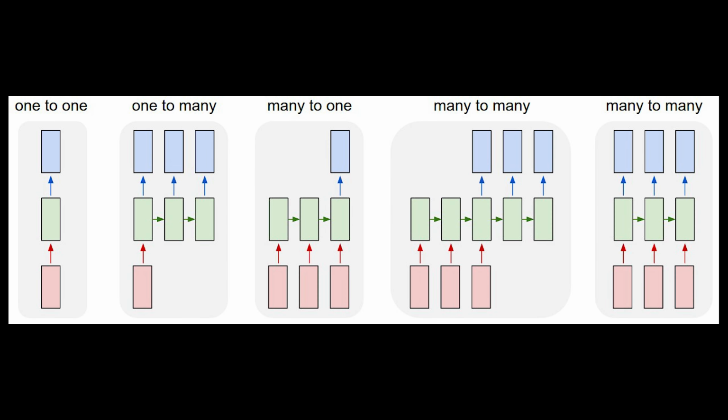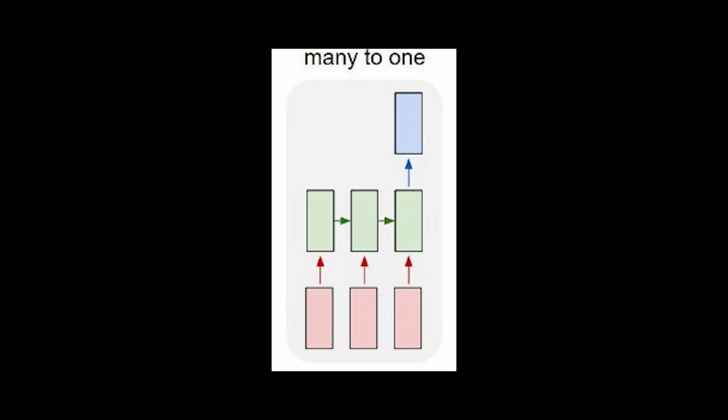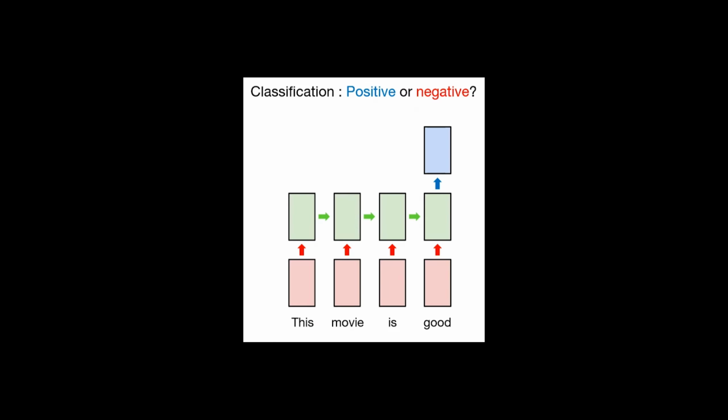There are various types of language modeling tasks: one-to-one, one-to-many, many-to-one, and so on. Let's look at the many-to-one case. For example, given the sentence, "This movie is good," a recurrent neural network could input those words one after another and output a number to say whether the movie was perceived positively or negatively.